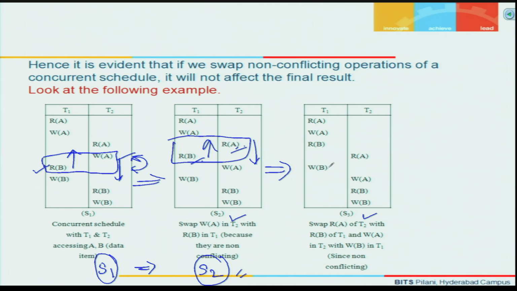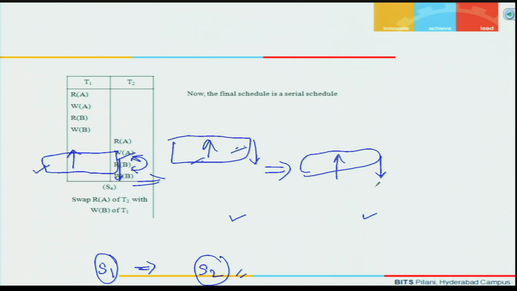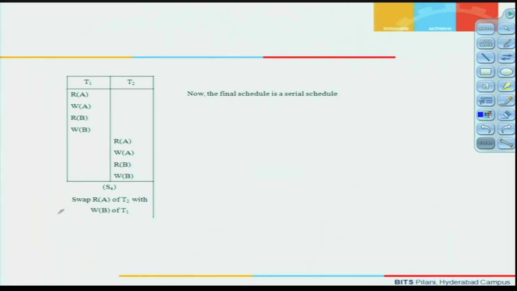Okay, now if you observe these two operations of T1 and T2, both of them are actually working on different data items. Hence they are a non-conflicting pair of operations from T1 and T2. I can swap them. While swapping, I take this up and bring this down. Then the result is this schedule. S4 is the conflict equivalent schedule to S3, S2 and S1.